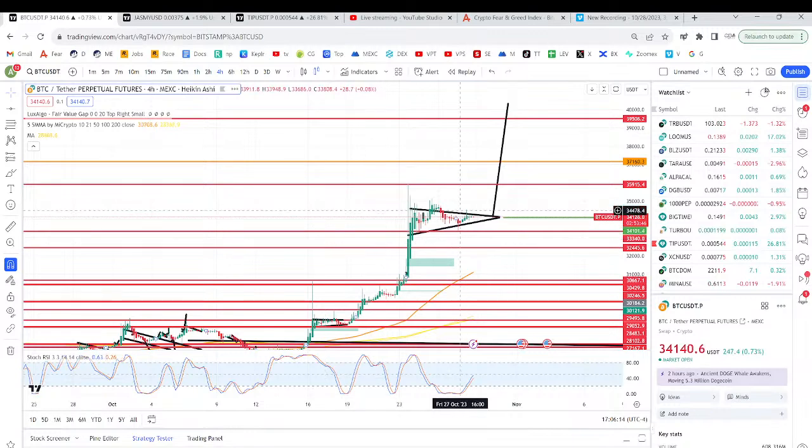Anyways, that's what I'm looking at for Bitcoin, is a bigger move to the upside up to $40,300 sometime in the month of November, probably sooner than later because it is only on the 4-hour chart. It's not like we're trading the daily time frame. So I'm bullish on Bitcoin.